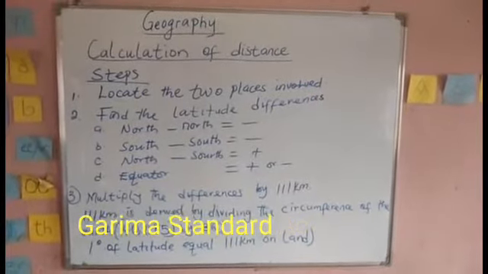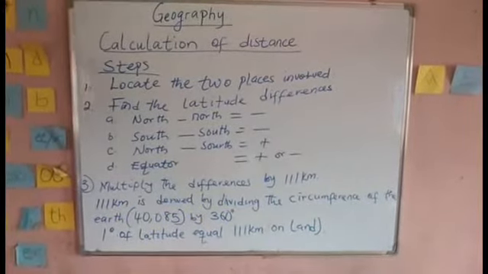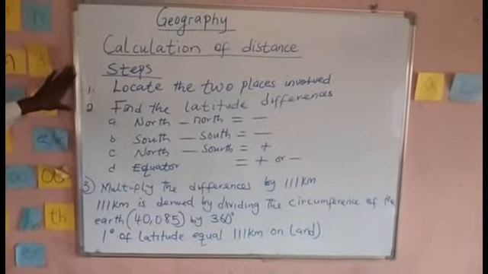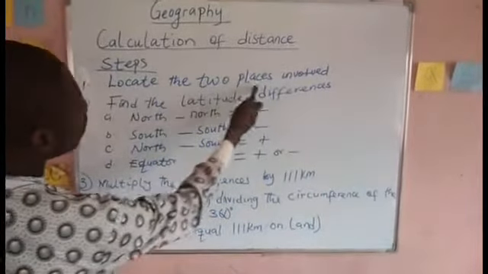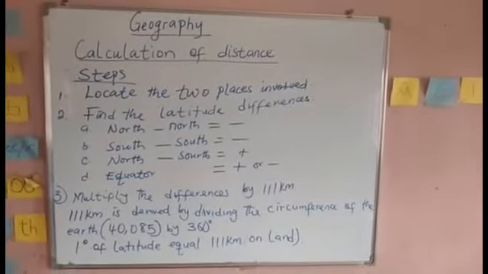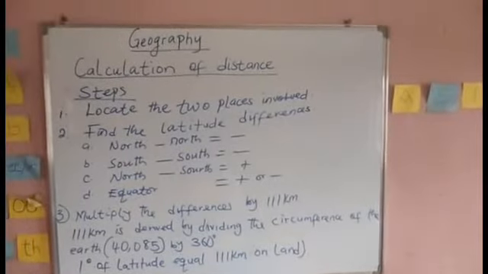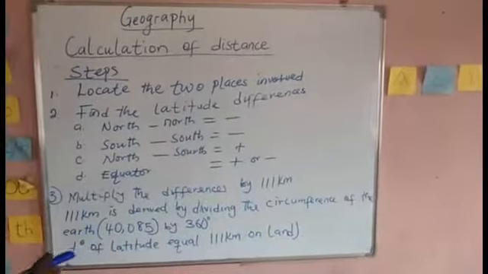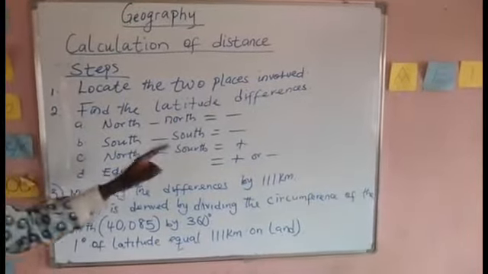In calculation of distance using lines of latitude, we have to follow some important steps so that we can get our answer correctly. Step number one, we must locate the two places involved. We must make sure we get the exact places that are involved. Point number two, we find the latitude differences. Having gotten the two places involved, we now find the latitude differences.